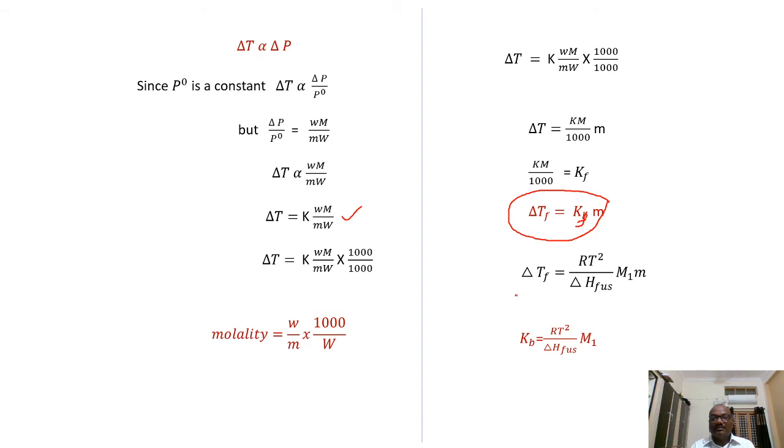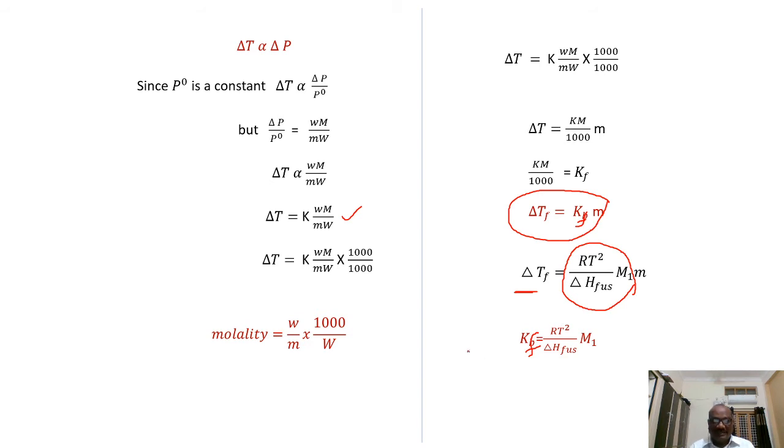From thermodynamics, as we discussed in the last class, we have also derived the equation for delta Tf. Delta Tf is equal to RT square divided by delta H fusion into capital M1 into small m. This part represents Kf. Kf is equal to RT squared divided by delta H fusion into M1, which we derived from thermodynamics.